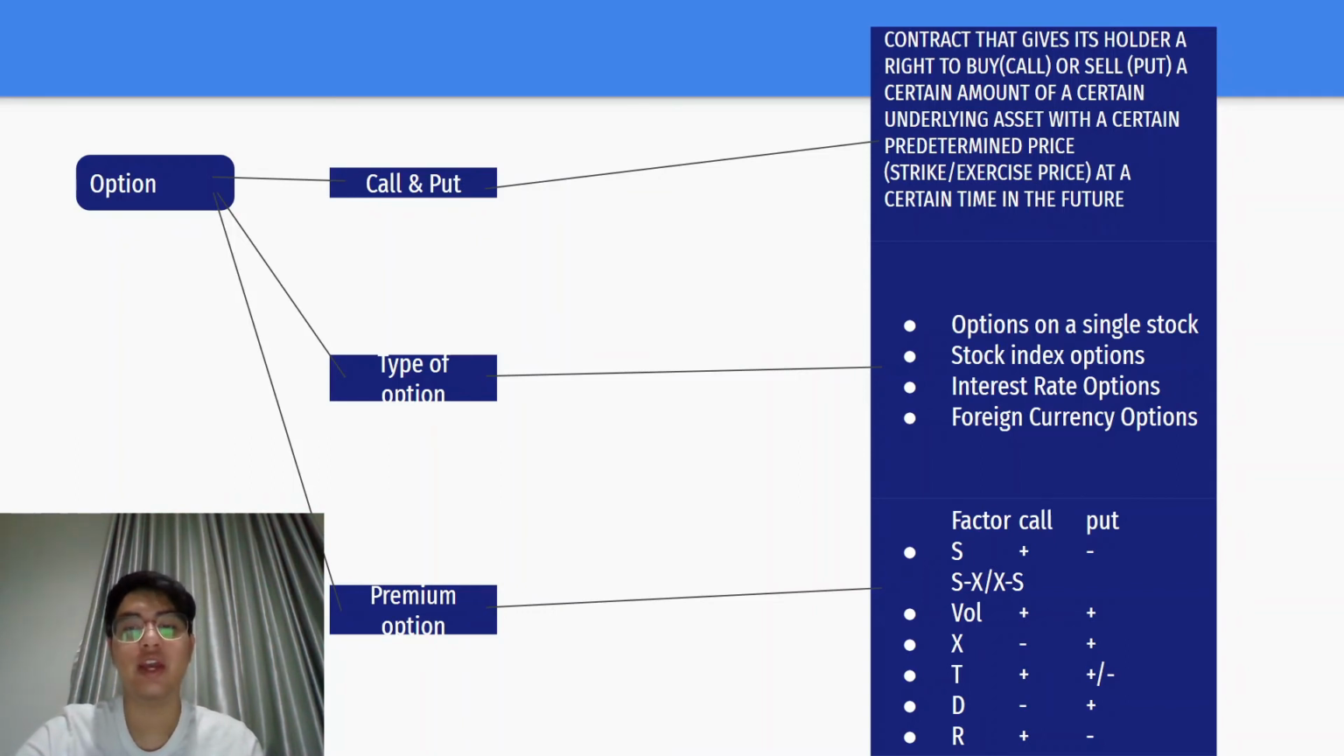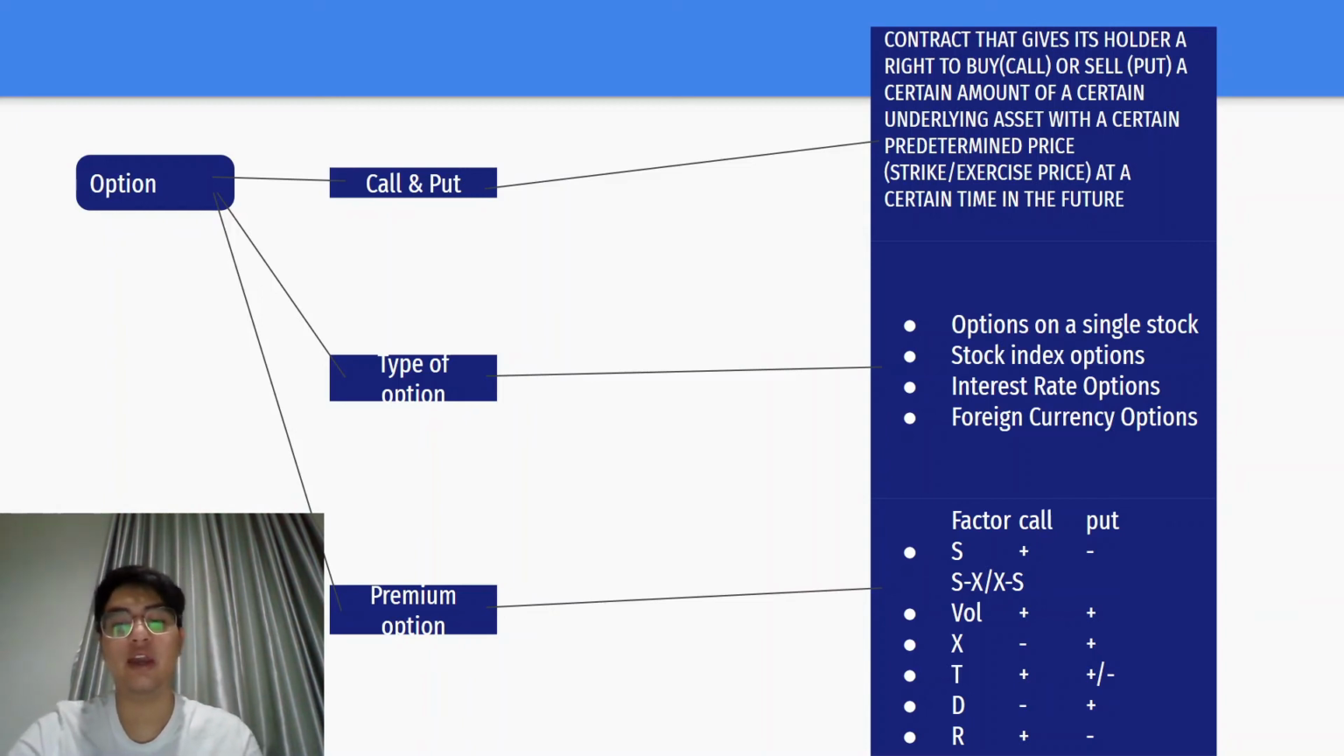Next is dividend, D. For call it is negative because you have not bought the stock yet, and you only have the right to buy but have not bought it, so you lost the right to gain dividend. While on put it is positive because you have the right to sell the asset, as you already have the asset, you have the benefit to get a dividend.